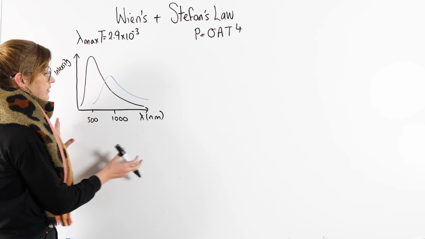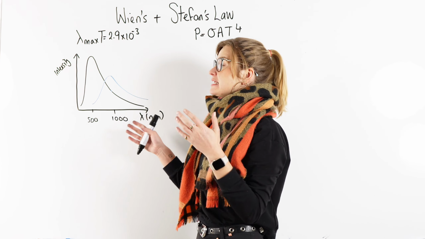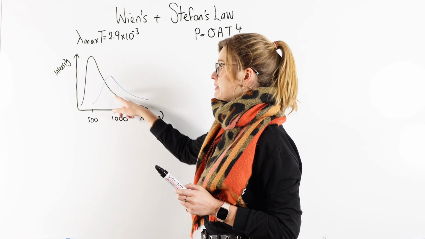So let's say we have a graph here. What we do is we can model stars as black bodies. A black body is basically a perfect emitter and absorber of radiation. That's when we get a smooth curve, a black body curve. So again, for stars, we see the curve because it's a black body curve.